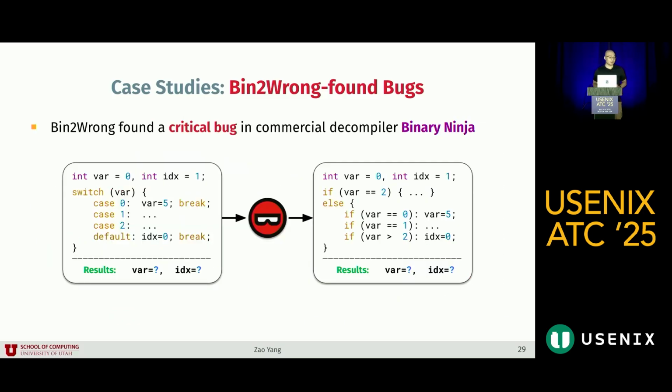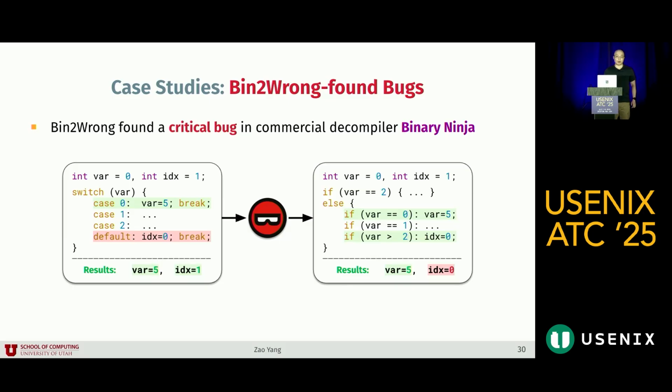So like many other decompilers, Binary Ninja decompiles a switch case statement into several if statements. But the problem is it got the wrong logic among these control flows in these if statements. So in this example, the original control flow of this switch case only executes the case 0 block, and then it breaks out of this switch case. So other code blocks are never executed.